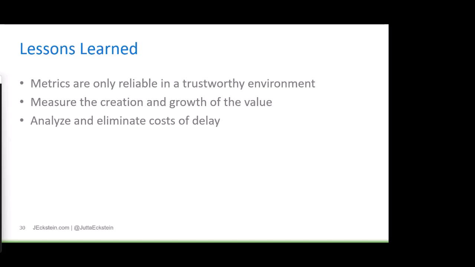Then there's just one main thing we really need to measure, and that's value. So we measure the creation and the growth of value. Everything else, it doesn't matter how many stories and tasks and anything we have been working on and shipped. If we don't know what value they are creating, it's waste, it's worthless. And then focus always on the costs of delay, analyze what it is, and eliminating those costs, that really makes you more effective.